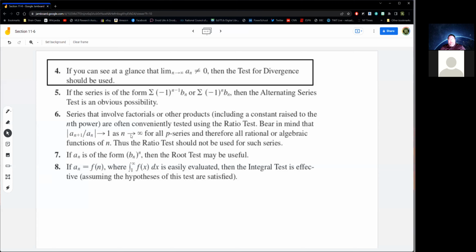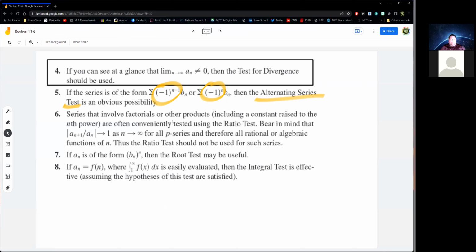Now we start getting into the ones that we have to do a little calculations or a little work for. The alternating series test: if you see those -1s in front, try the alternating series test on it. If none of those things work, try the ratio or the root test.